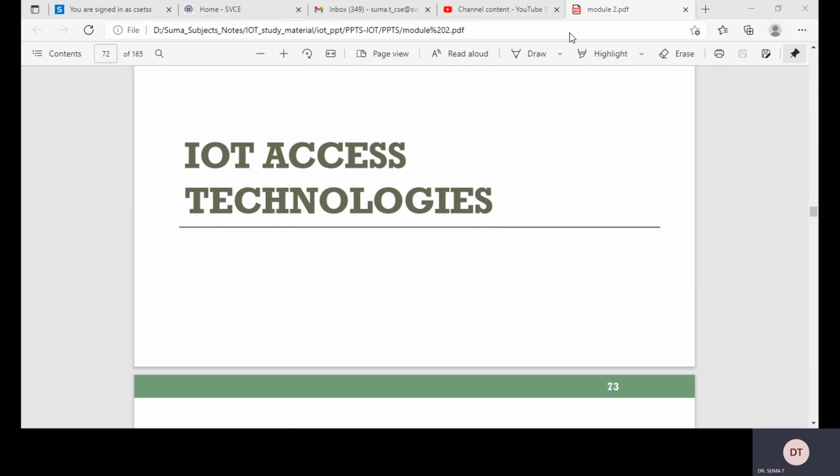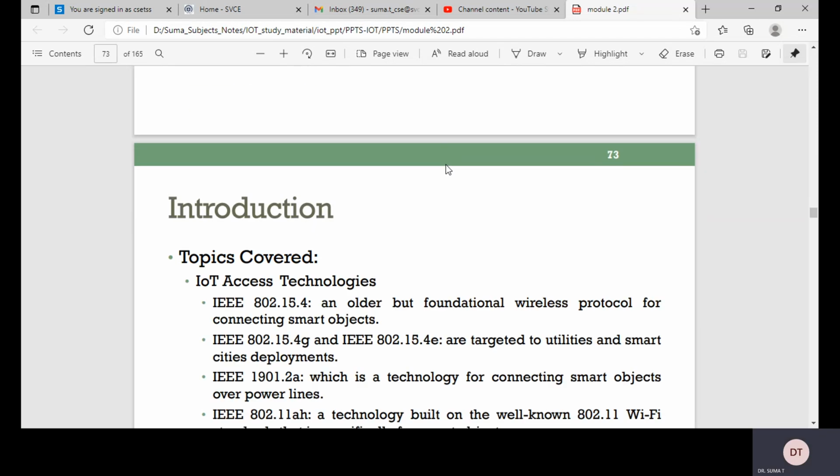Next is IoT Access Technologies. So the IoT Access Technologies.